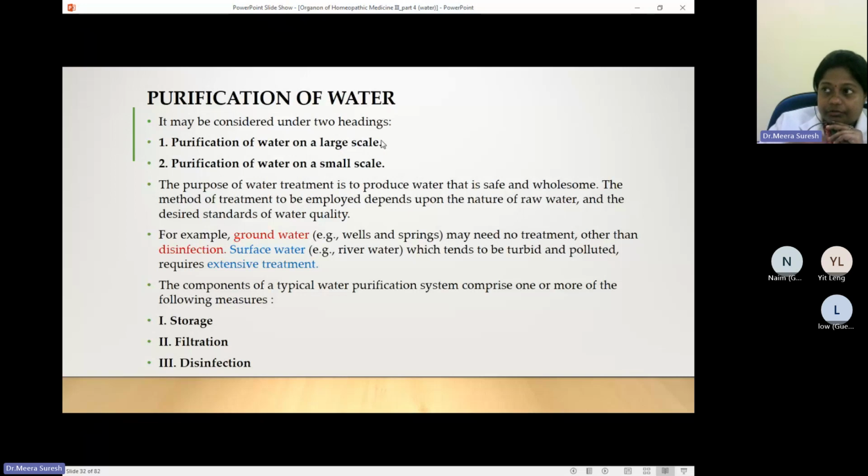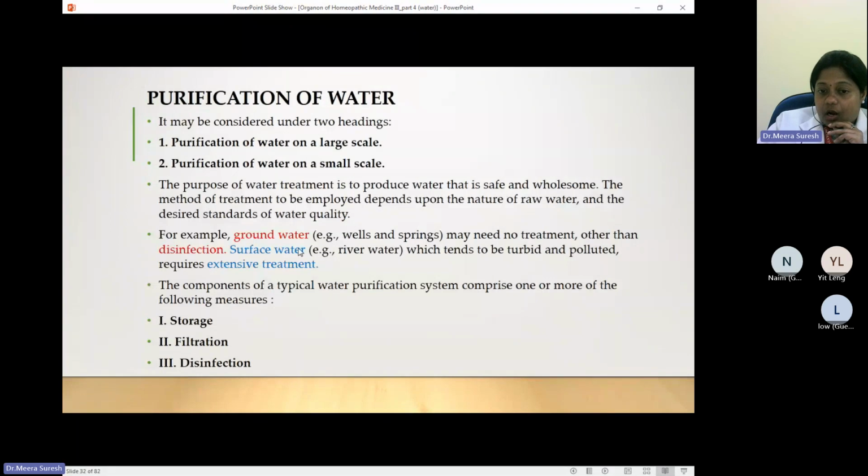The first one is large scale. If the water is being supplied in a larger quantity, like in cities or municipalities, how is it being done? The purpose of water treatment is to make it safe and wholesome. The method of treatment to be employed depends upon the nature of the raw water, from where that raw water is coming, and the desired standards of water quality.